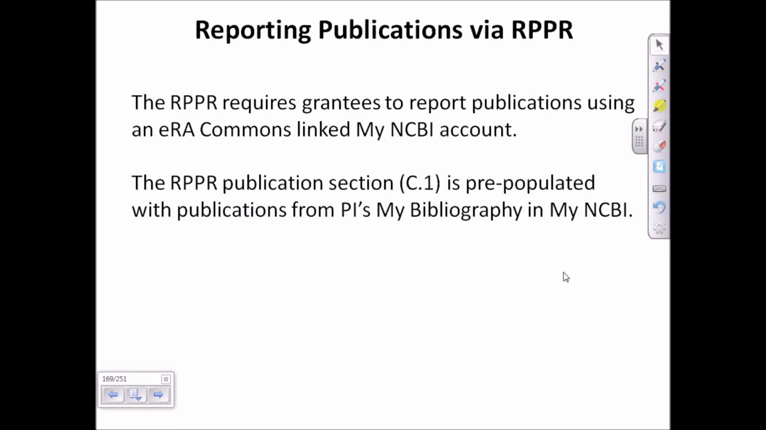That's for the paper. If you're doing electronic through the RPPR, the RPPR requires grantees to report publications using an ERA Commons linked MyNCBI account. The RPPR publication section, section C.1, is pre-populated with publications from the PI's My Bibliography in MyNCBI. So that's why I said, even though I was giving you the instructions for doing it through the paper system, the first 5 steps are the same. Going in, logging in as MyNCBI, then going to PubMed, and bringing in those papers into your bibliography.